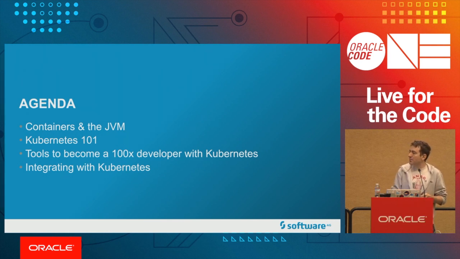Also, I will talk about Helm. Tools to become a 100x developer with Kubernetes. As I told you, added complexity means you also need some tools to cope with that. And finally, integrating with Kubernetes, with, for example, monitoring with Prometheus, and also using the Java SDKs to create your custom resource definitions. So we'll see all about this.